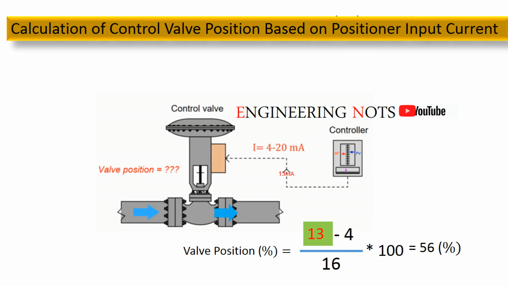In this case, the measured current is 13 milliamps. We substitute 13 milliamps into the formula. And the result shows that the control valve position should be at 56%. In other words, when the controller sends 13 milliamps to the control valve, the valve should be at 56% position. Otherwise, if there is a significant deviation, the control valve and positioner must be inspected.